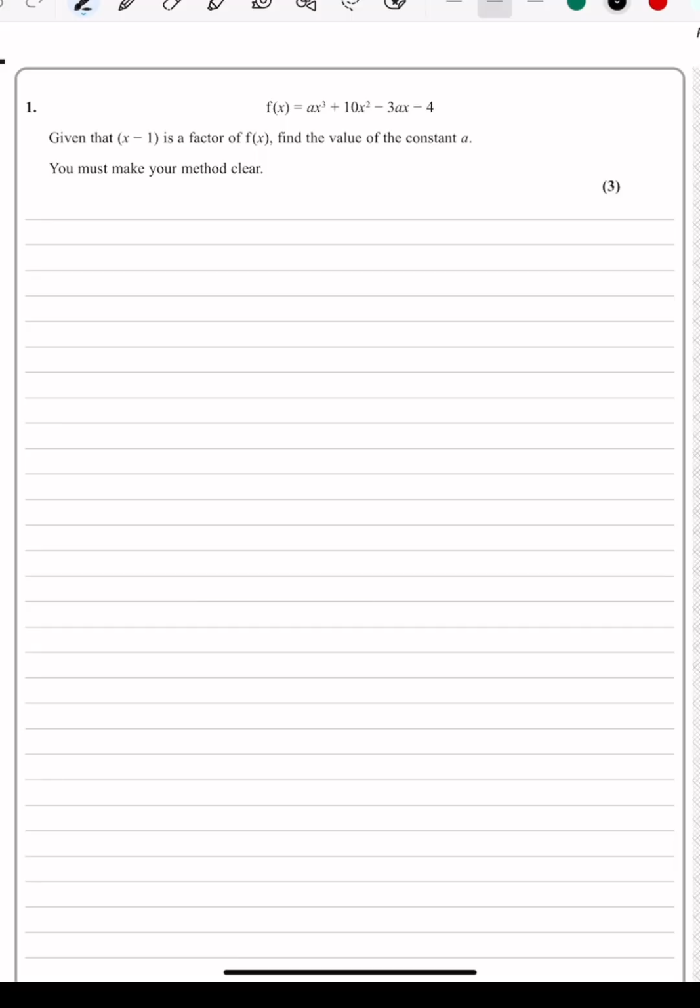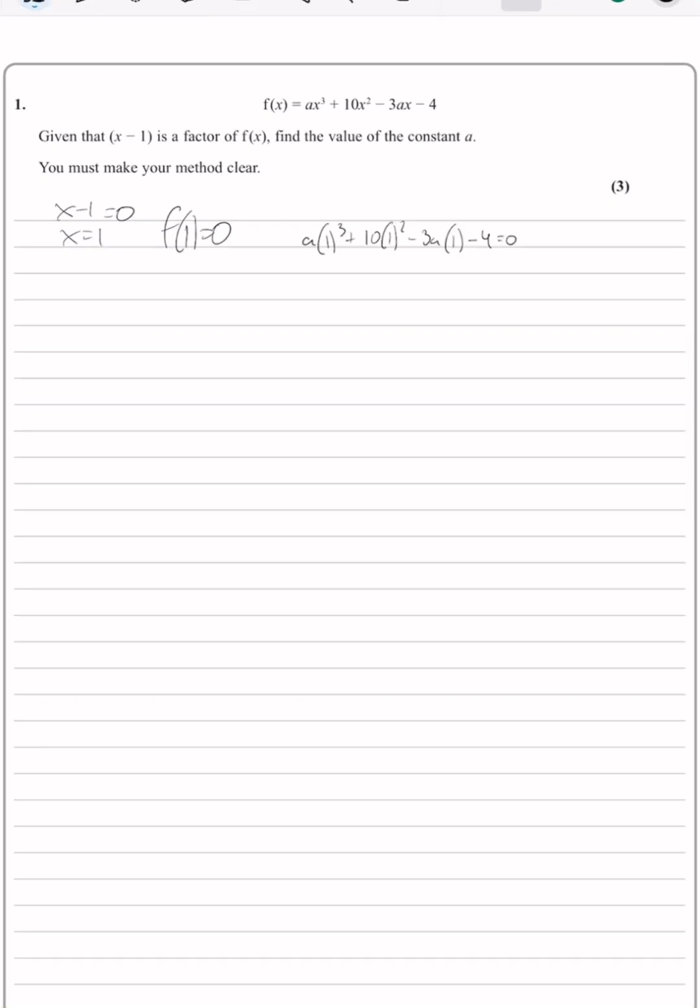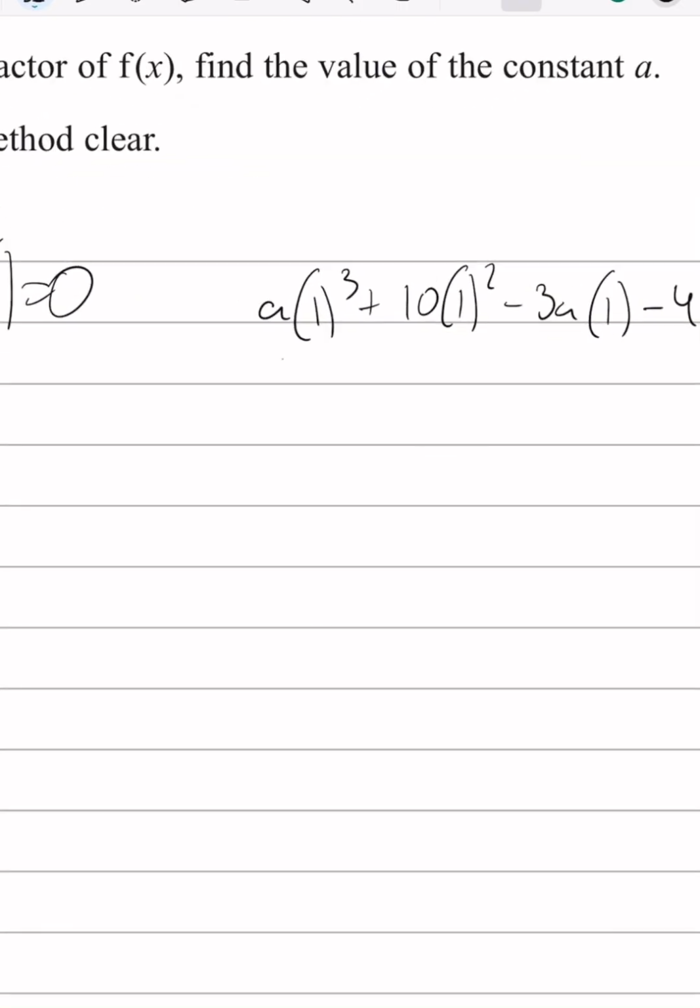Question 1. As x minus 1 is a factor, then it has to equal 0 in the case of the function. Therefore, if x equals 1, the function should equal 0. Then when you sub in the x, you get this, which simplifies to a plus 10 minus 3a minus 4 equals 0, which is the same as minus 2a equals minus 6, therefore a equals 3.